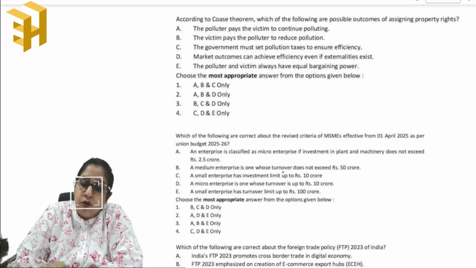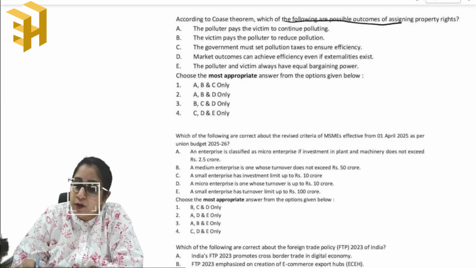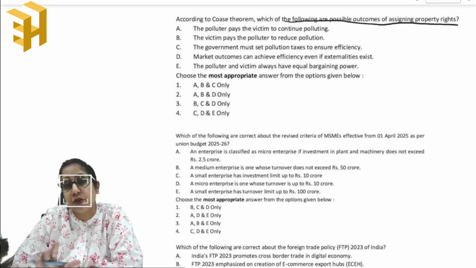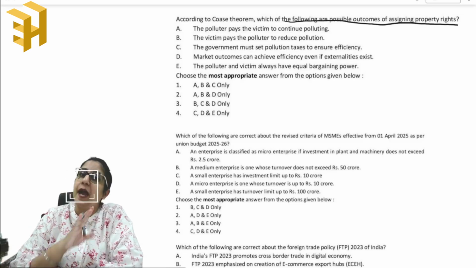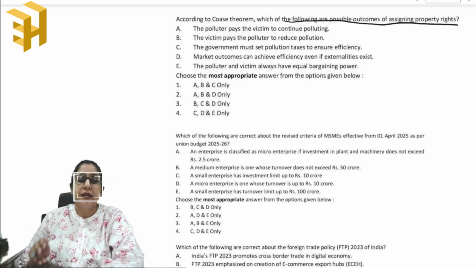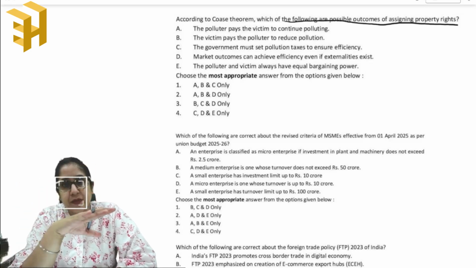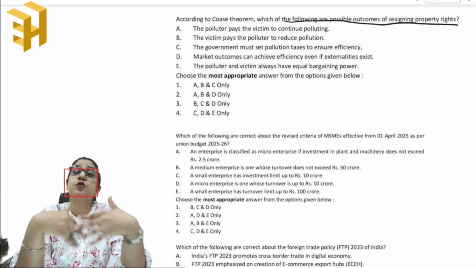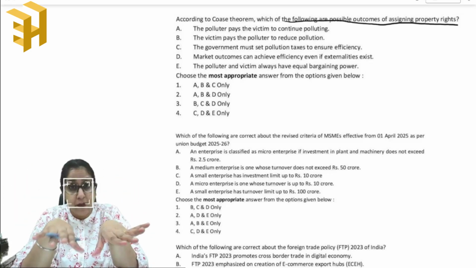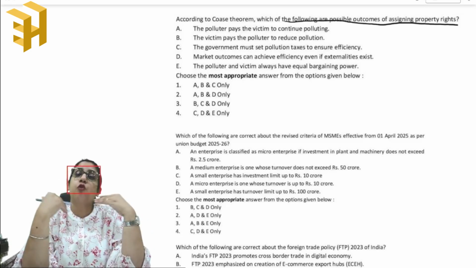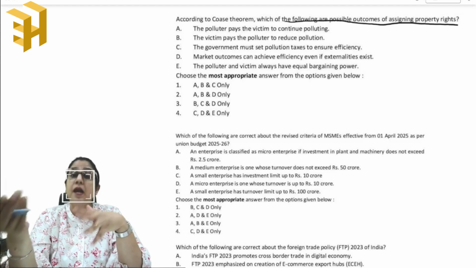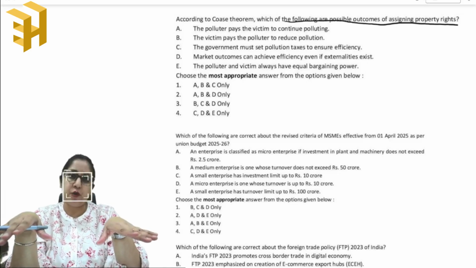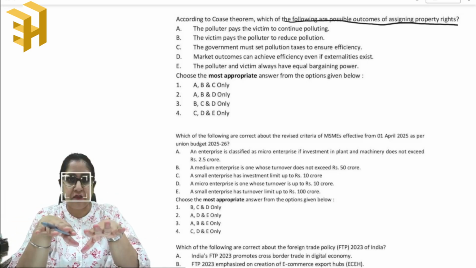Next question. According to Coase theorem, which of the following are possible outcomes of assigning property rights? So basically the Coase theorem states that you should assign property rights to avoid any kind of market failures. Now, either the one who is suffering pays the person who is causing that suffering, to minimize it, or the one who is causing the suffering pays the sufferer to balance it out, to compensate for all the suffering.